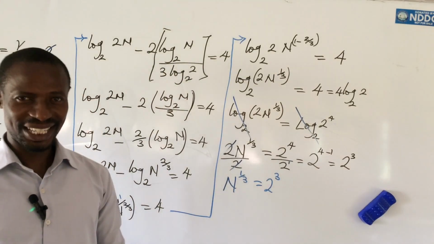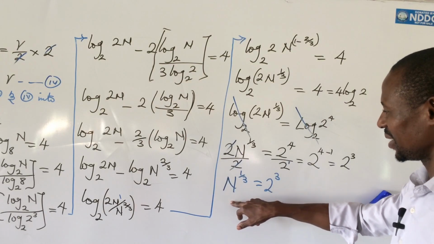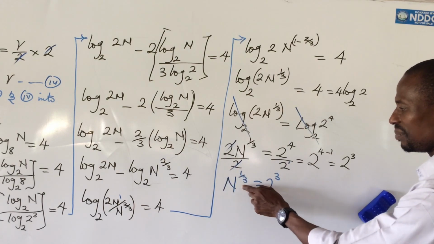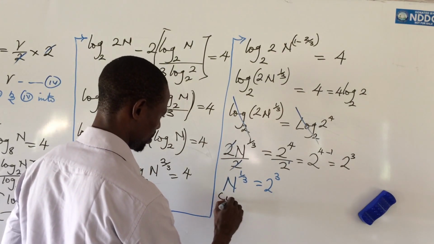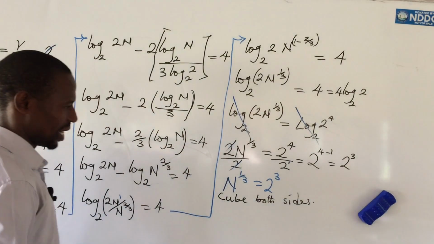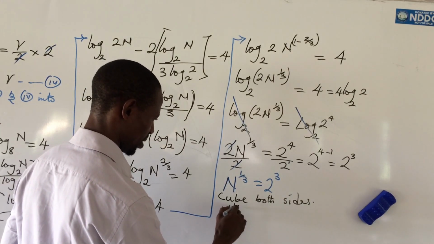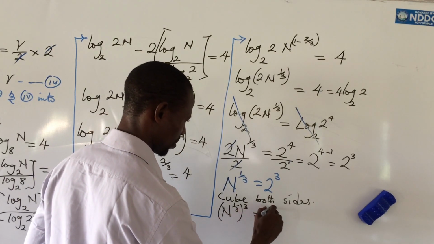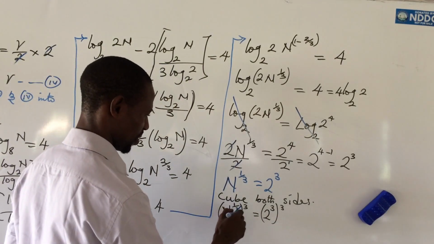Very easy now. We are looking for n, mind you. That is what we are asked to look for. So from here, we take the cube of both sides to eliminate this cube root. So from here, we now say cube both sides. If we do that, we're going to have n to the power of 1 all over 3, all to the power of 3, equals 2 to the power of 3, all to the power of 3 again.